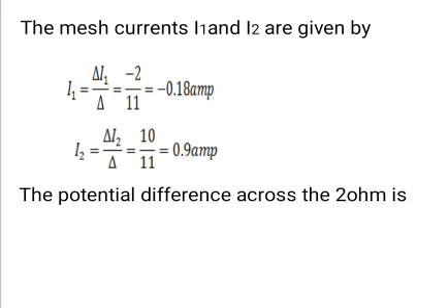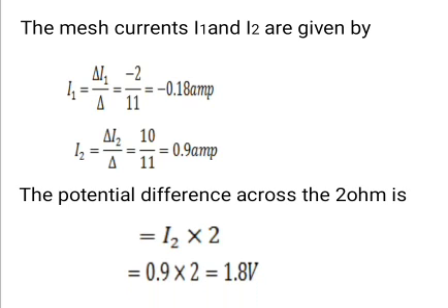And finally, we must calculate the potential difference across 2 ohm, which is I2 into 2. You know the value of I2. I2 equals 0.9, so 0.9 into 2 equals 1.8 volts. That means the potential difference across the 2 ohm is 1.8 volts.